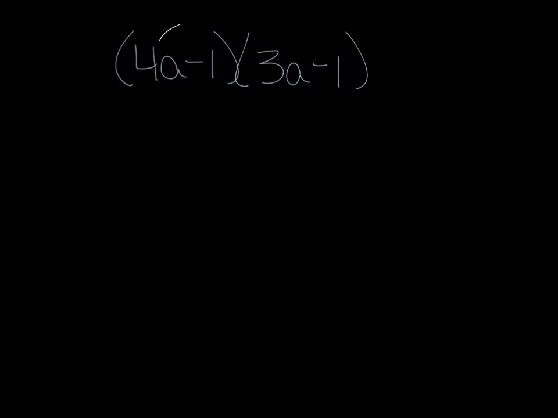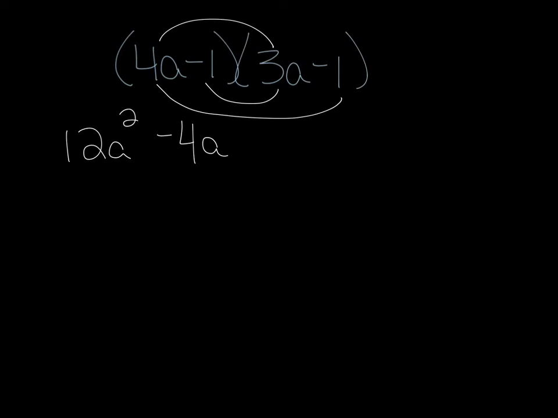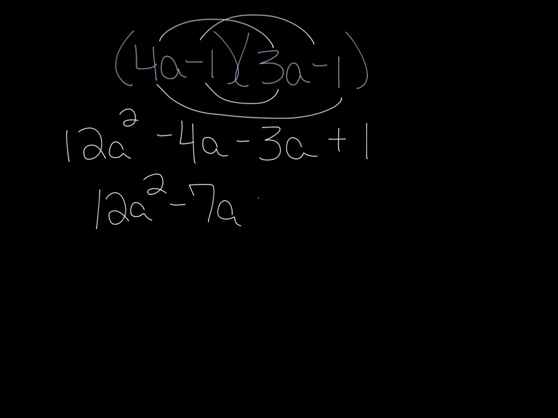Let's look at it again. 4a times 3a, 12a squared. 4a times negative 1, negative 4a. Negative 1 times 3a, negative 3a, and negative 1 times negative 1 is plus 1. Again, these two middle terms are like terms, so I end up with 12a squared minus 7a plus 1. To do this mentally, you would say 4a times 3a, 12a squared. Then you would mentally go negative 4a minus 3a gives me the negative 7a, and negative 1 times negative 1 is positive 1.